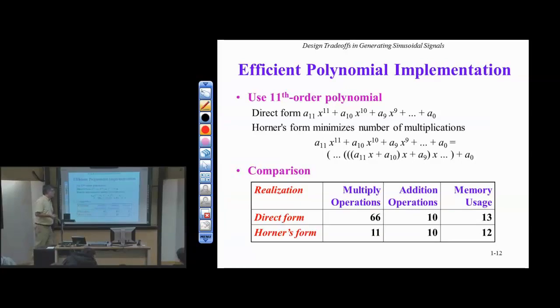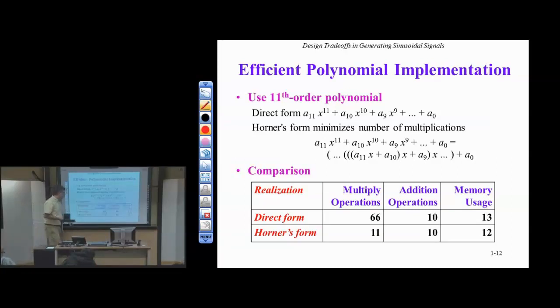Now there's a Horner's form which basically factors out each successive use of x, starting with x and then x squared and x cubed, and it gets this kind of nested form which reduces the number of multiplies dramatically. It's kind of a cute trick.